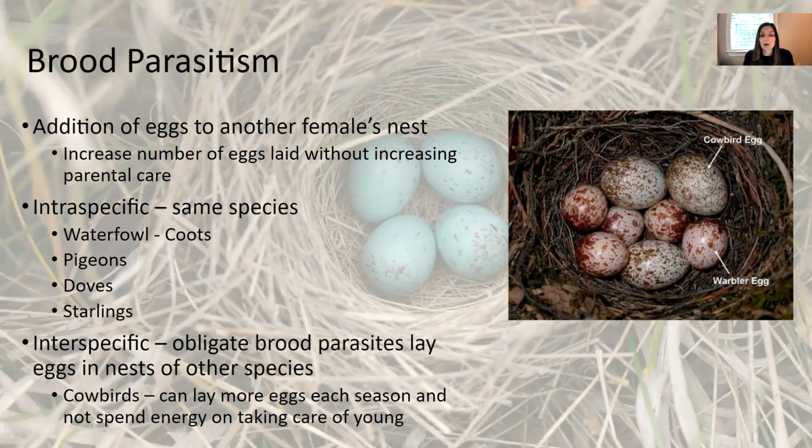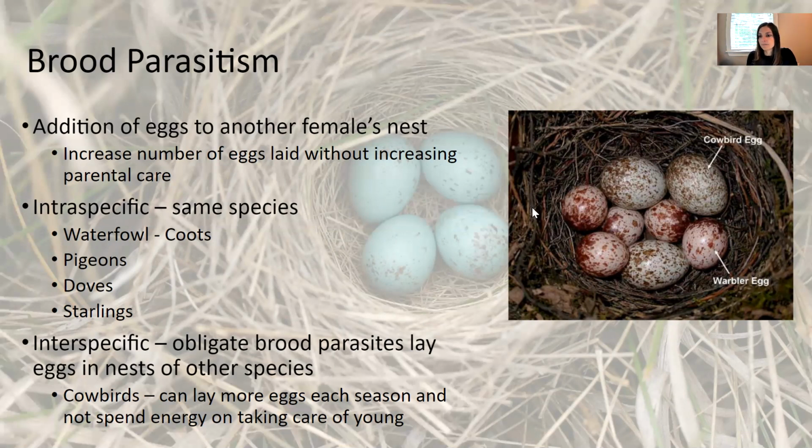There's also interspecific brood parasitism, and in this case, it's usually obligate brood parasites. So these are species that have to lay eggs in another species' nest. They don't ever make their own nest. And the cowbird is kind of the classic example of this.